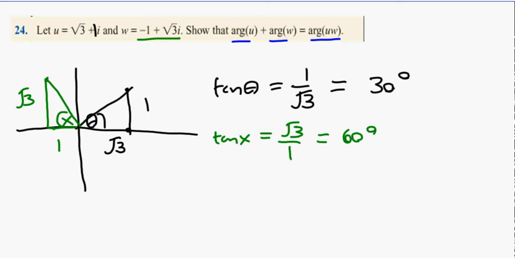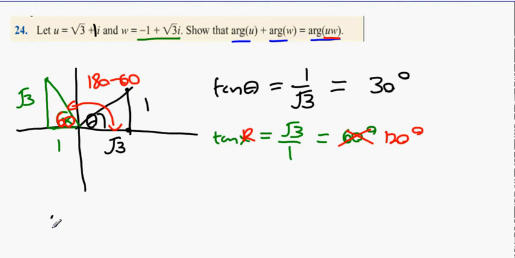Now the problem with this one is that that's 60 degrees, but we have to remember it's the full angle we're looking for, so technically this is the reference angle. So it's going to be 180 minus 60, which gives us 120 degrees. Now, what it wants us to do is show that the argument of u plus the argument of w equals the argument of u multiplied by w.